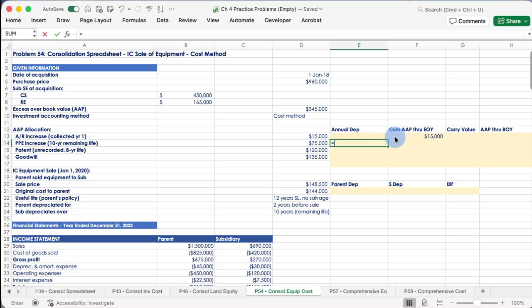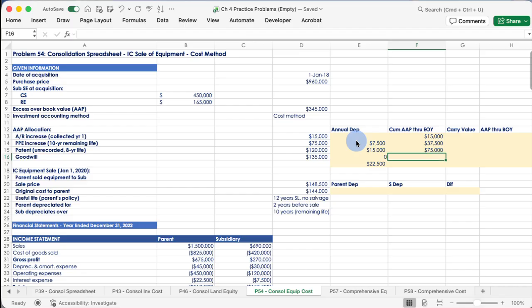Then I'll go ahead and do our normal 75,000 divided by 10. The 120,000 divided by 8 years. Goodwill is not going to be depreciated. And then we can do the sum function and total up so that we can get our annual depreciation amount. Then when we're looking at the cumulative through end of year, we're starting at January 2018, coming all the way up to 2022. And so if we're looking at end of year, we need to multiply this amount by 5. So I'm going to say equals the annual depreciation times 5.